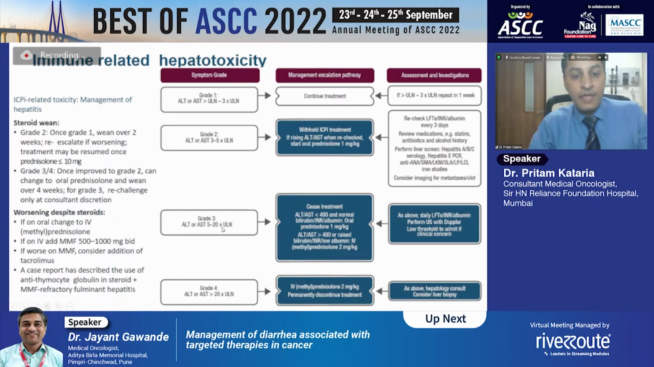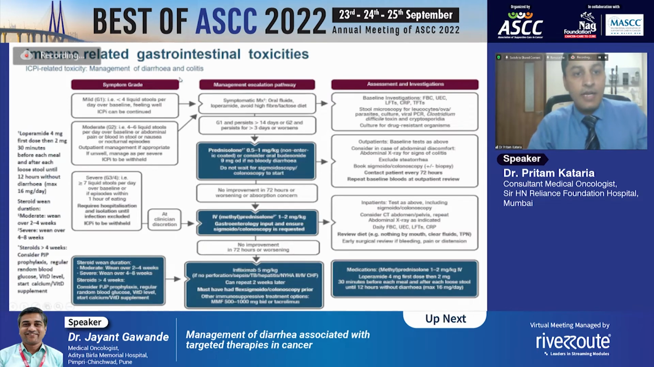If the patient is having grade 3 toxicity, that is 5 to 20 times elevation of the ALT or AST, we should stop the treatment. If the ALT or AST is less than 400 and there is a normal bilirubin, INR and albumin, we should give oral prednisolone. Else, we should start this patient on IV prednisolone. If the patient is having grade 4 elevation, that is more than 20 times elevation, we should stop the immunotherapy treatment and start the patient on IV methylprednisolone.